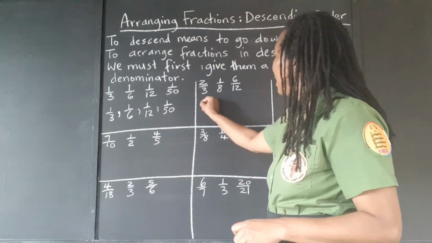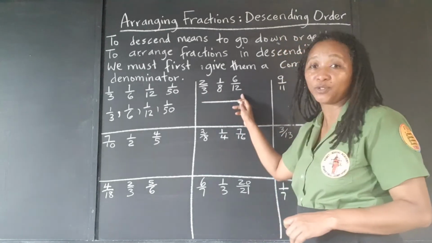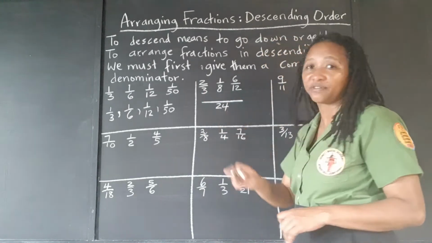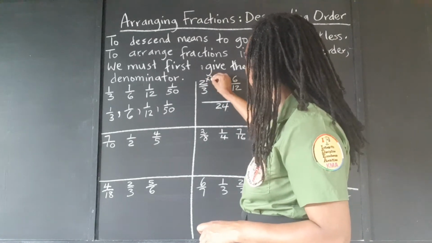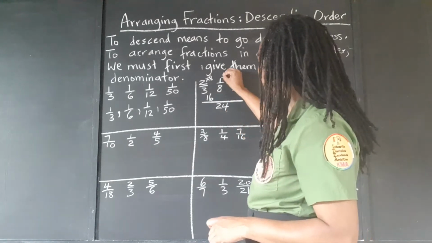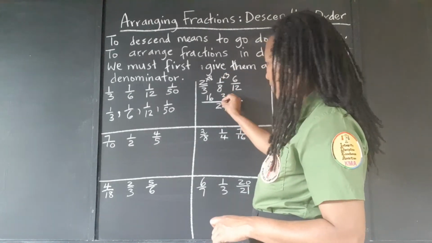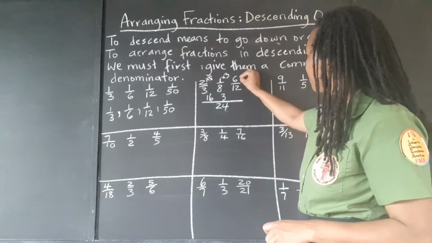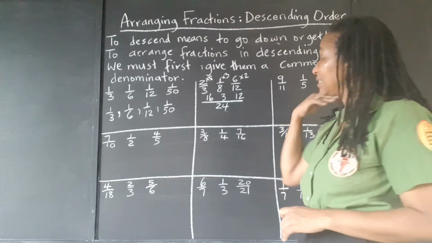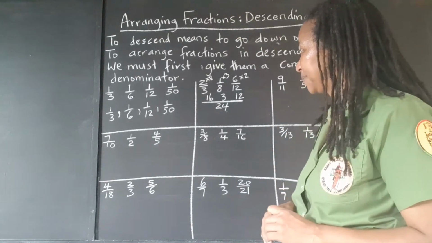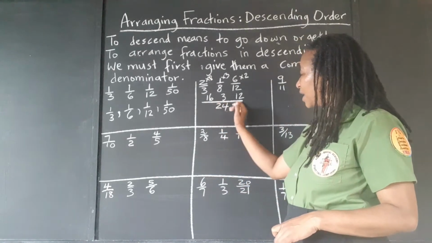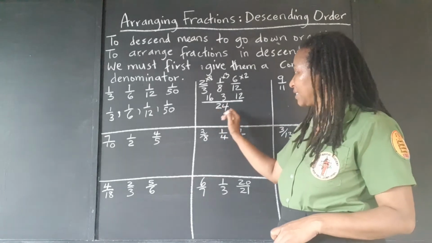Alright, so we need to find the LCM of 3, 8, and 12, which is 24. 3 goes into 24 8 times, 2 times 8 is 16. 8 goes into 24 3 times, 1 times 3 is 3. And 12 goes into 24 2 times, 6 twos are 12. So we have created a group of equivalent fractions. And now we can compare them, because these fractions are all over 24, the same denominator.